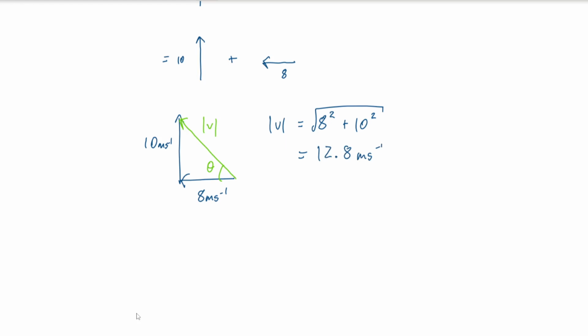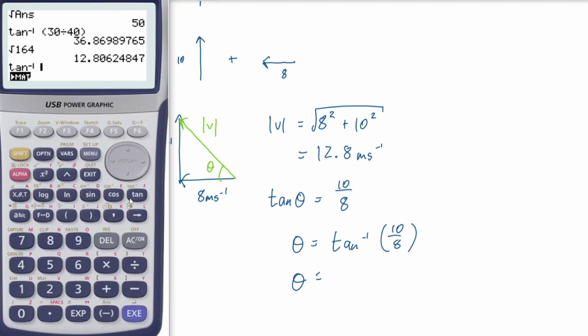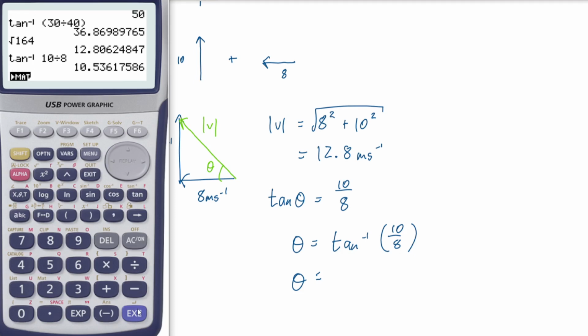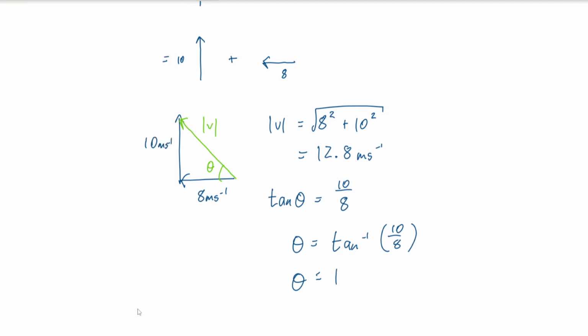And now to work out the angle, we will use our trig ratio, tan theta equals opposite. So from the angle, we know the opposite divided by the adjacent. And so the angle would be the tan inverse of that ratio. So shift tan, making sure we are in degrees, 10 divided by 8, 10.54 degrees.